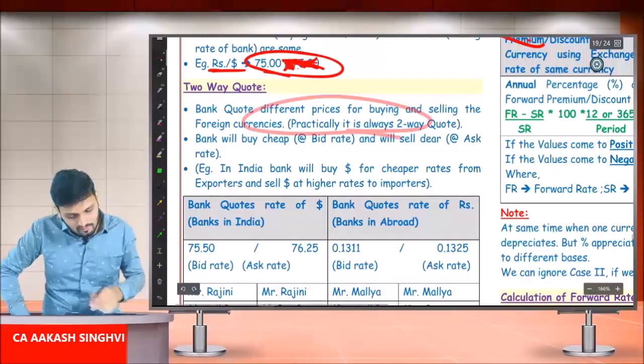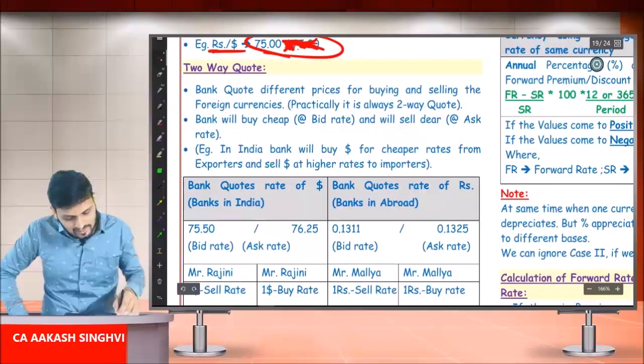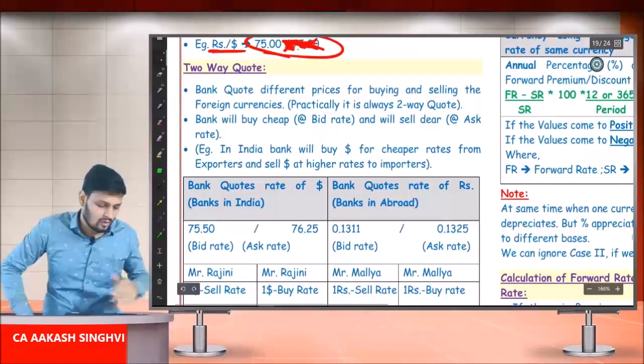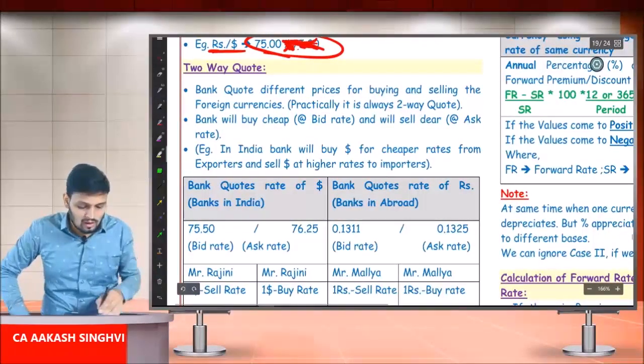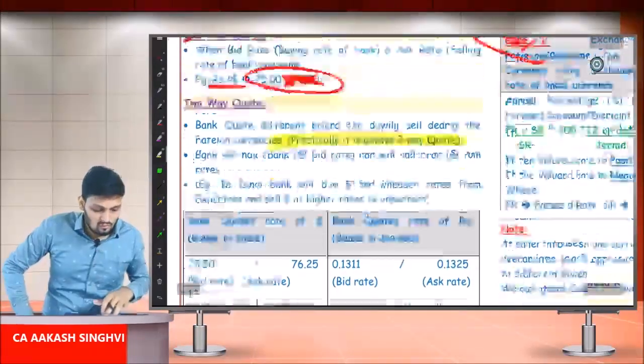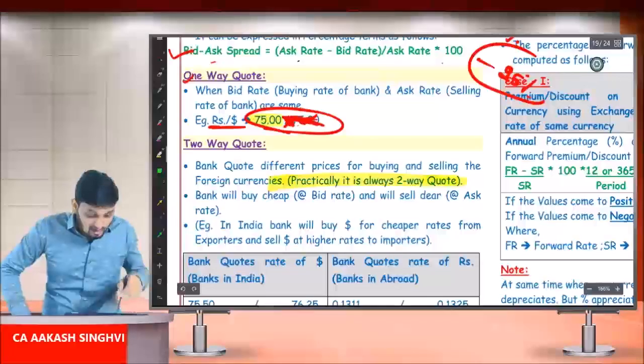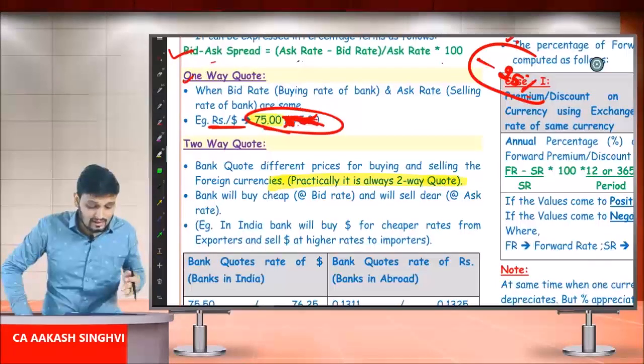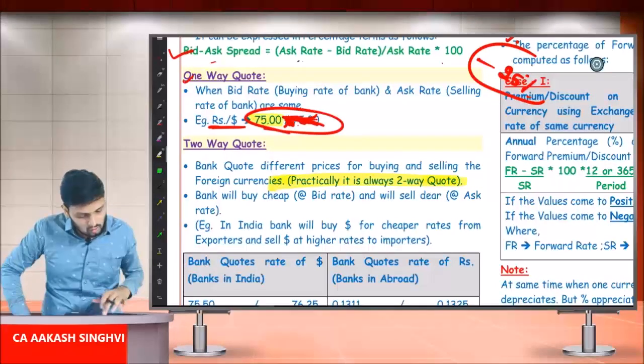Two-way quotes, different prices for buying and selling the foreign currencies. Practically it is always a two-way quote. Whenever you go to a bank, they will always have only two-way quotes. A one-way quote is not practical. That also I have included in this chart. So practically it is always only a two-way quote.